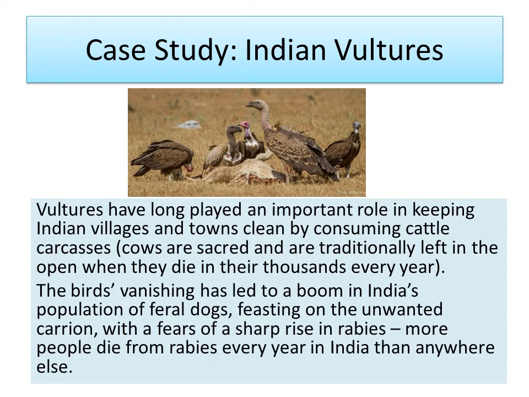And because there weren't so many vultures around, the cow carcasses could then become food for feral dogs. So the feral dog population has increased, and that's a huge problem for the human population because feral dogs carry rabies, and more people die from rabies bites than in many other places.